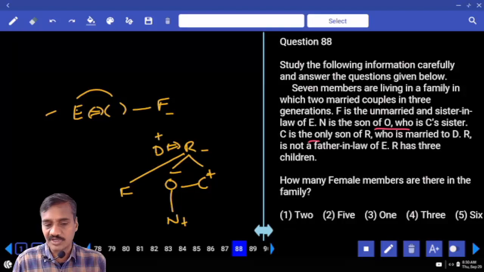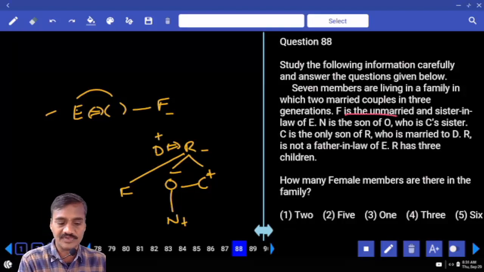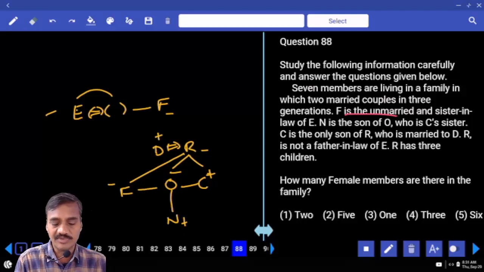Any other information regarding this one? F is unmarried and sister-in-law of E. F is a female and sister-in-law of a female. This C gets married to either O or N. R is married to D. R has 3 children. Hence this E should get married to either O or C. Then how many female members are there in the family?